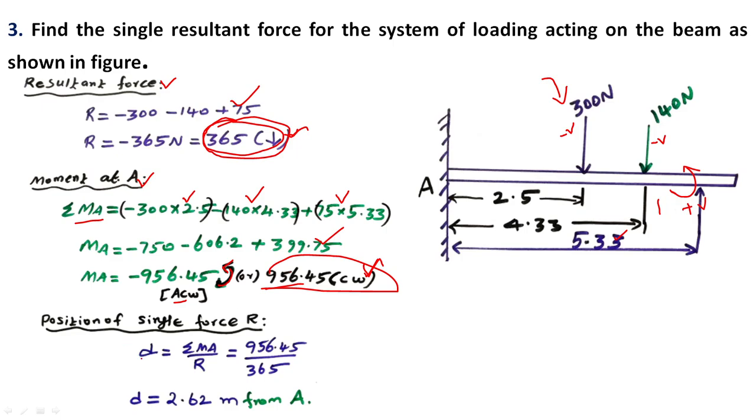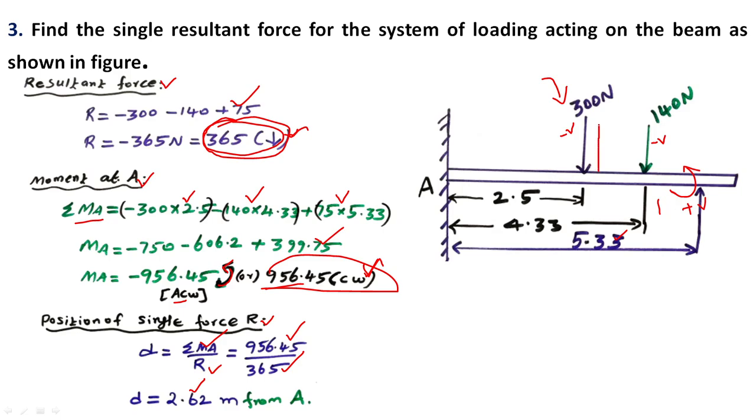The position of the single force D is equal to the moment of force divided by the resultant force. So the moment of force is 956.45 divided by 365. So D is equal to 2.62 meters from A. This 365 Newton load acts at 2.62 here.